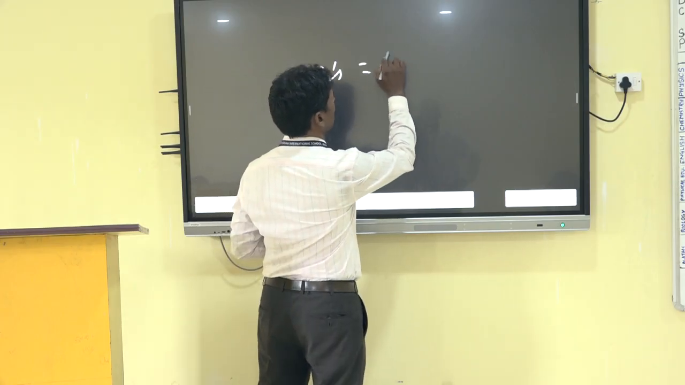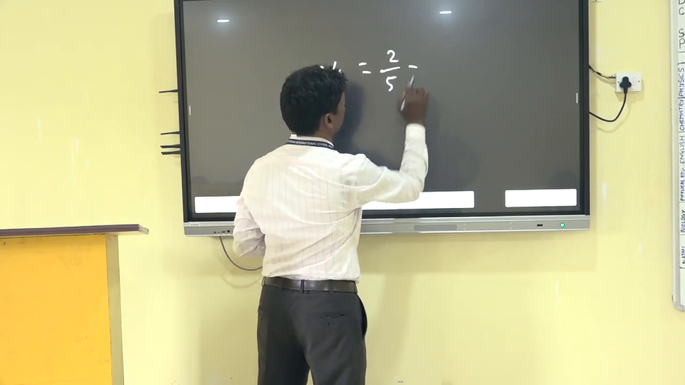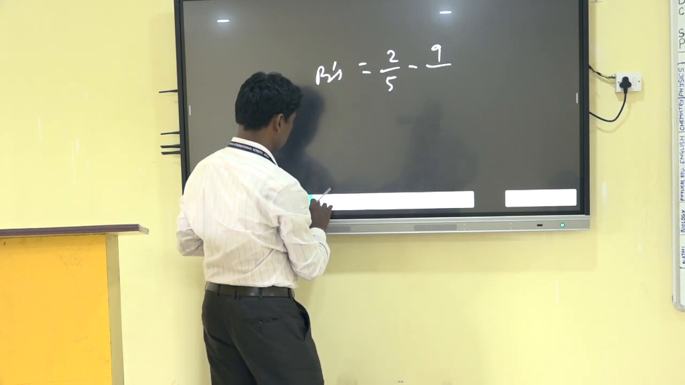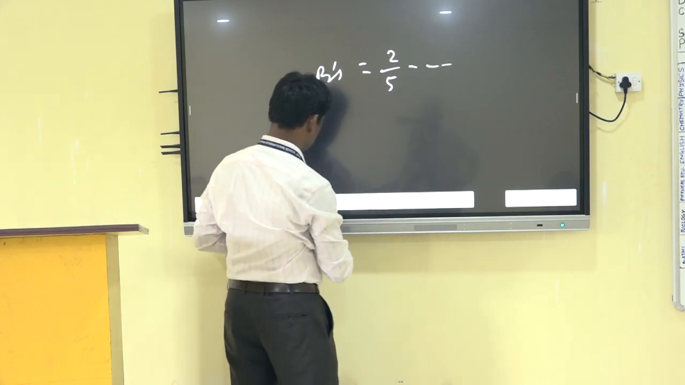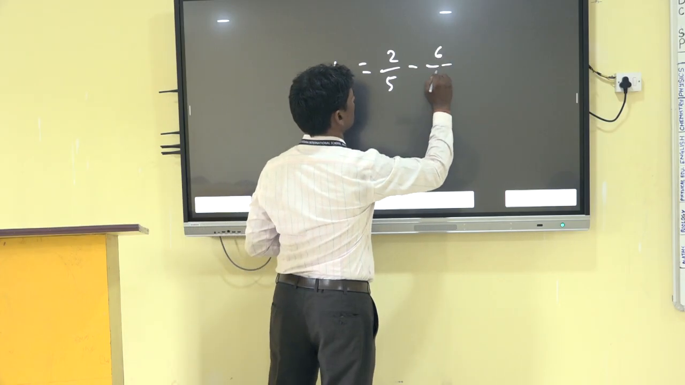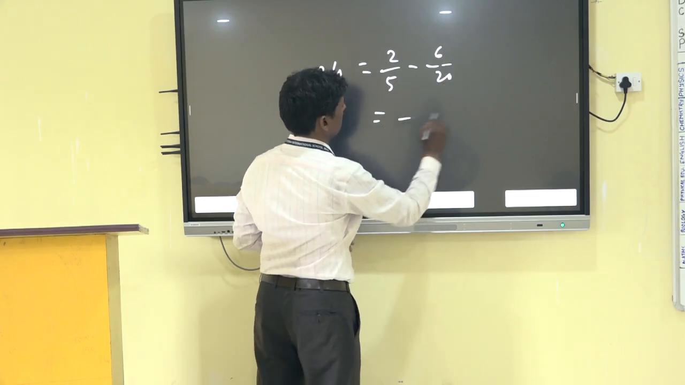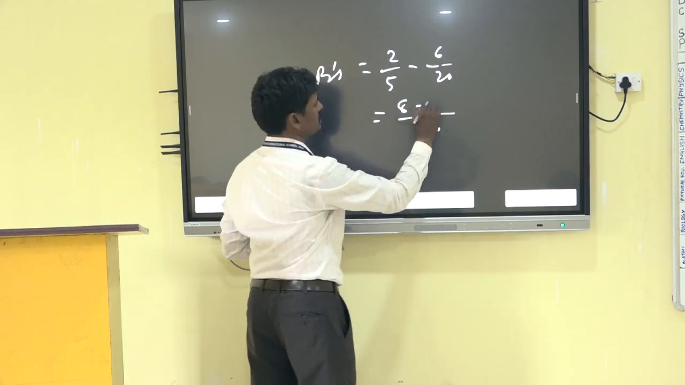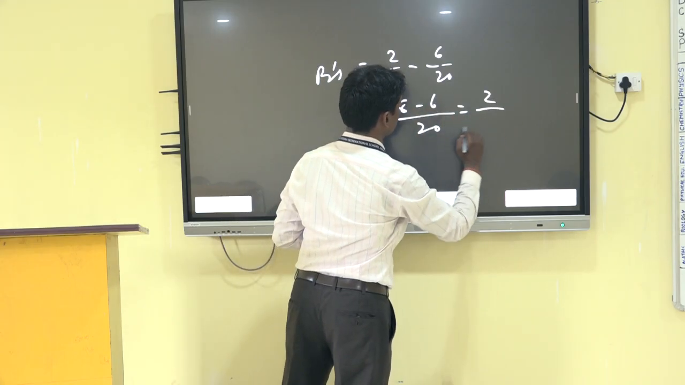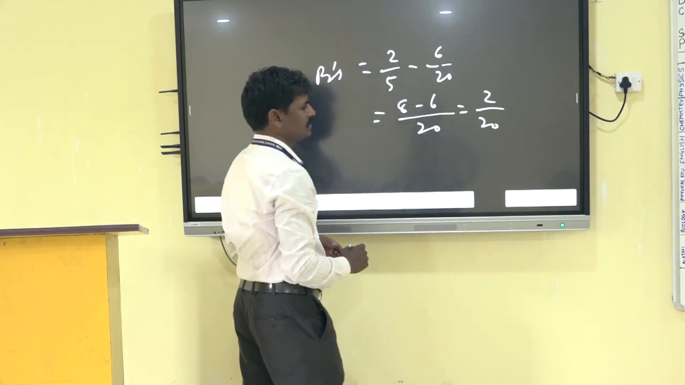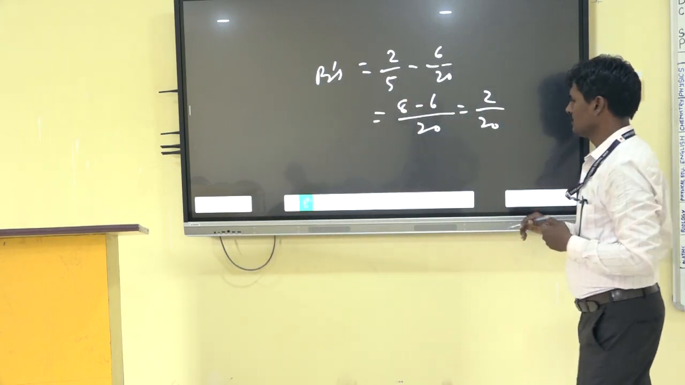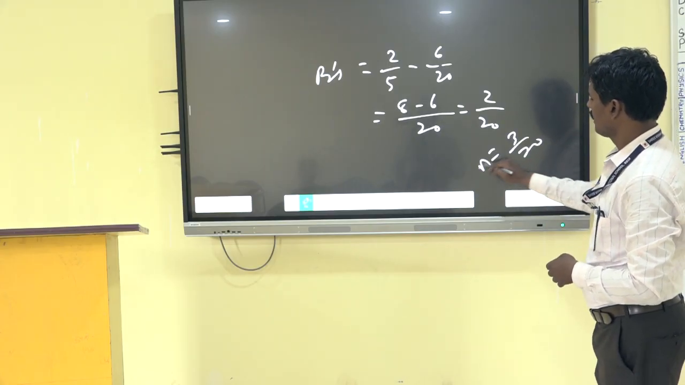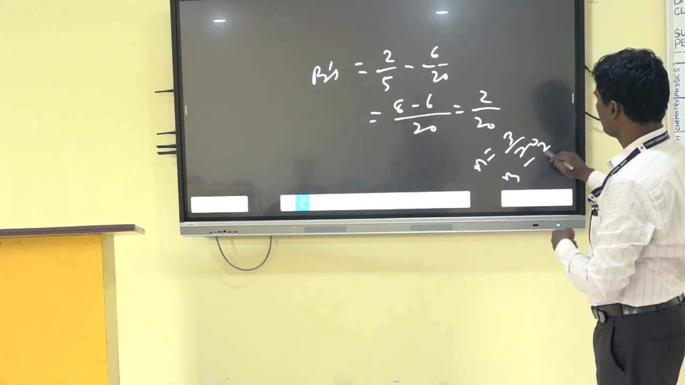Here B was previously 2 by 5, minus now B got 6 by 20. Then calculate here. LCM is 20. Then 5 fours are 8, minus 6, equal to 2 by 20. Clear? A sacrifices how much and B sacrifices how much? Here A sacrificed previously how much? That is 3 by 20 for A, and for B equal to 2 by 20.